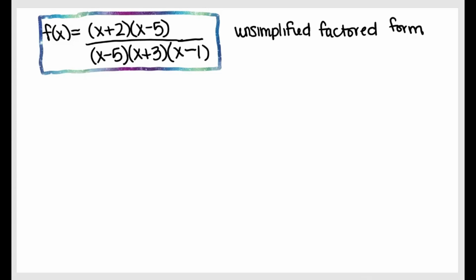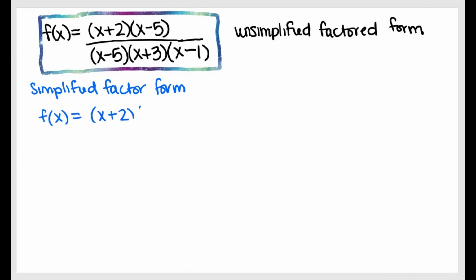We've already written our rational function in unsimplified factored form. If we wanted to find our simplified factored form, this is the part where we get to cancel out or simplify out anything that shows up in both the numerator and denominator, or top and bottom of our function. And if you notice that x minus 5 shows up in top and bottom, which means that we are going to cancel it out.